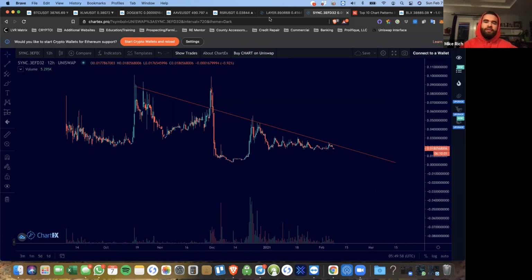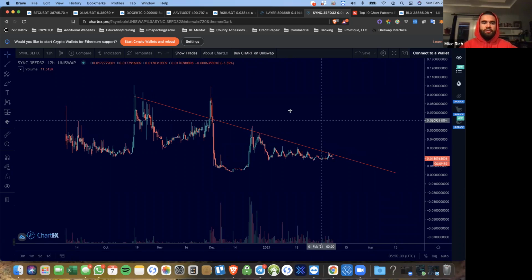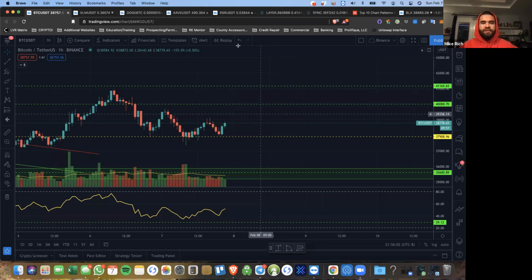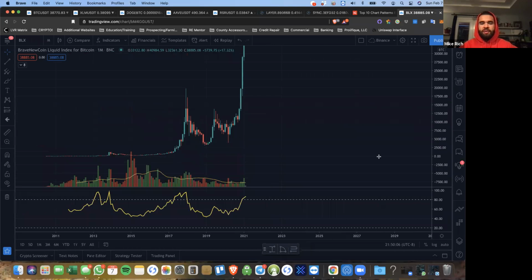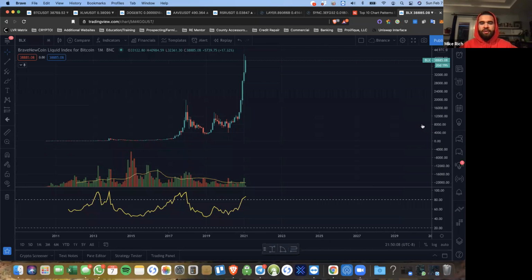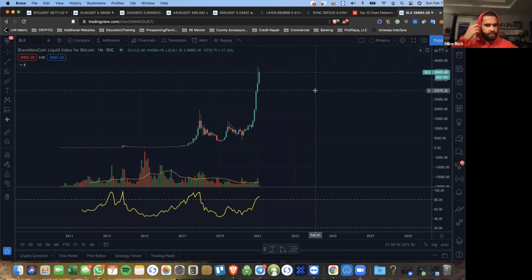All right, guys. I'm gonna get started. So this is Bitcoin's chart right here. This is the monthly chart. Has anybody ever looked at the monthly chart? I'm just curious. It's okay if you haven't.